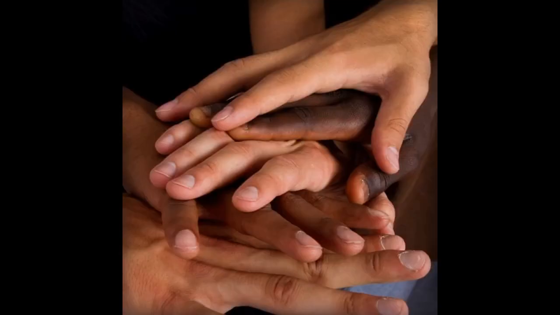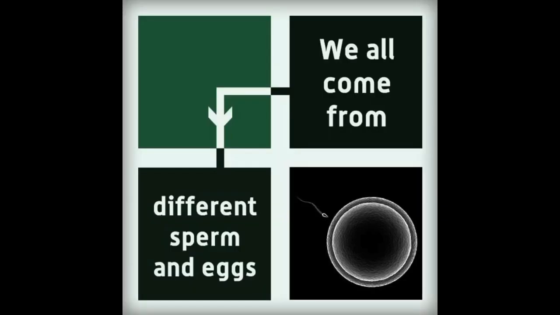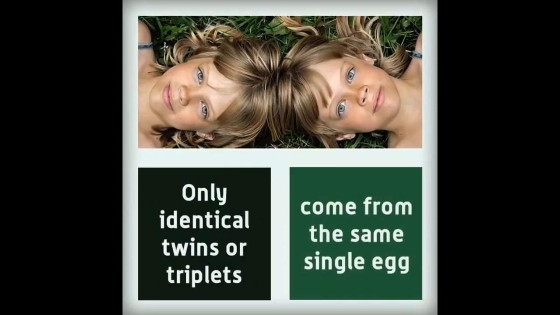If you look around at people, you'll see that, apart from identical twins, we all look quite different. And the reason for this is that we all come from different sperms and eggs. Only identical twins or triplets come from the same single fertilized egg.